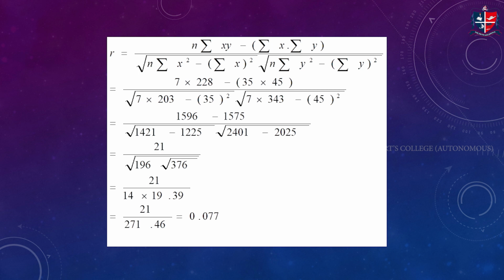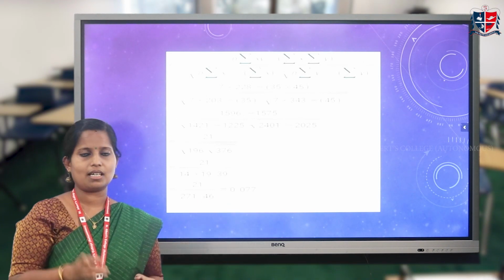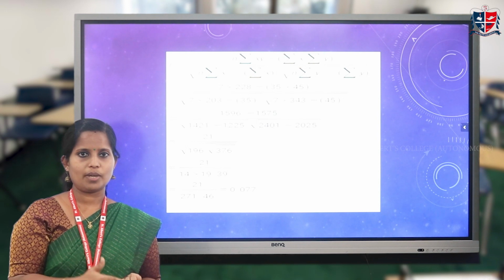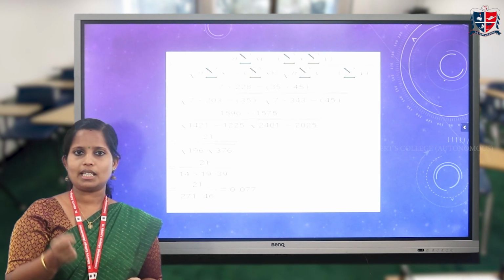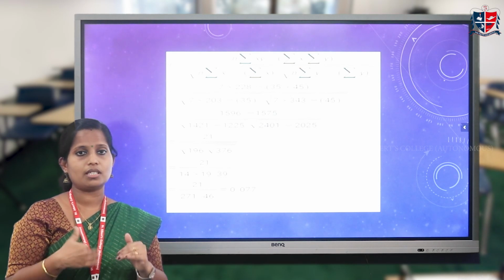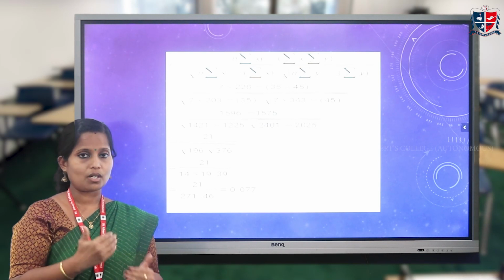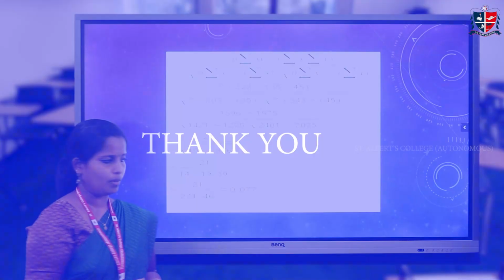The next thing is how we can interpret such a value, whatever answer we get in a particular problem. Here we got the value 0.077, which is approximately 0, but the sign of this answer is plus. So we can interpret the result as positive and approximately 0 but not 0. So we can say that there is a very low positive correlation between x and y, or the given data. This is how we interpret the answer of a correlation coefficient from a particular problem. Thank you.